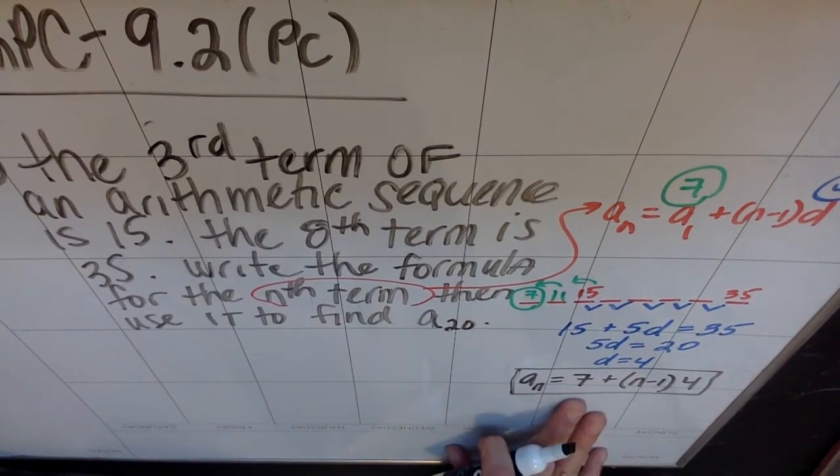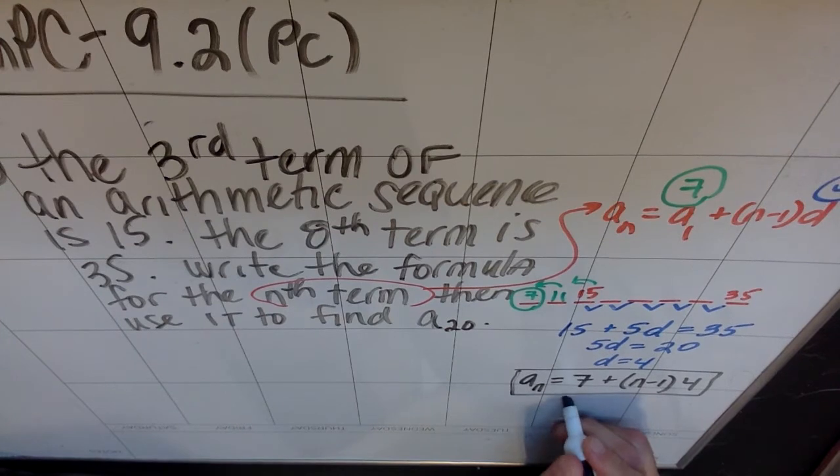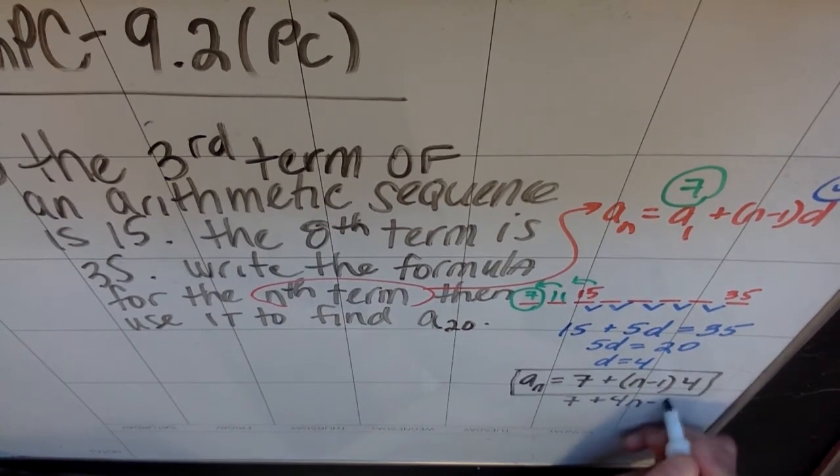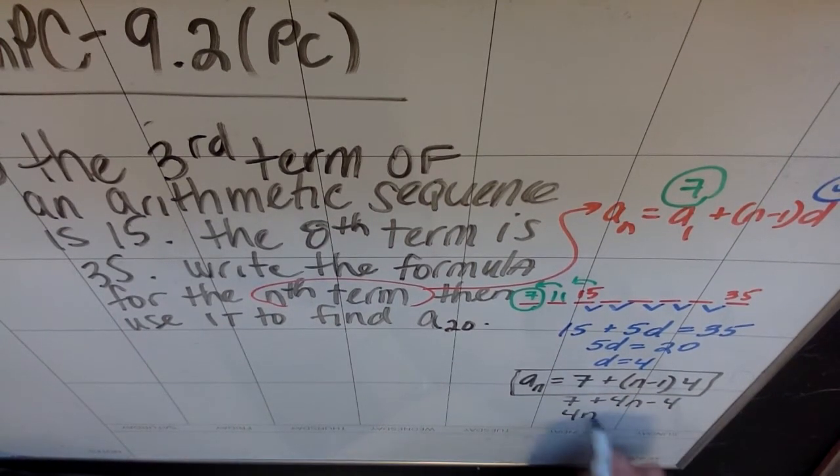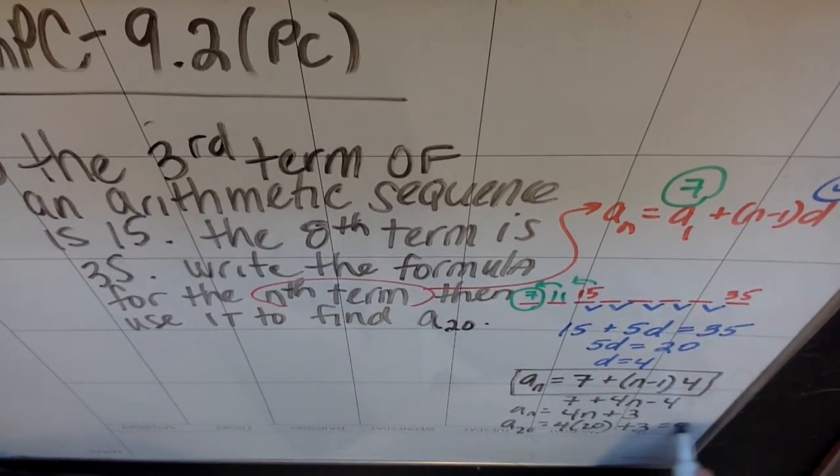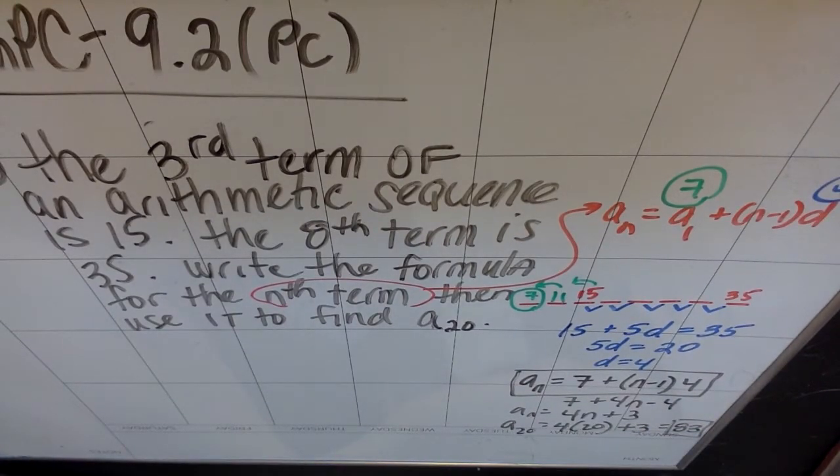Now, if you want to distribute this, you can. If you do, you're going to get 7 plus 4n minus 4, so you get 4n plus 3. And if you do that, then a sub 20 is pretty easy to find. A sub 20 would be 4 times 20 plus 3, so that's 83. So a sub 20 would be 83. Now, that's one way to do that problem, and there's nothing wrong with it.